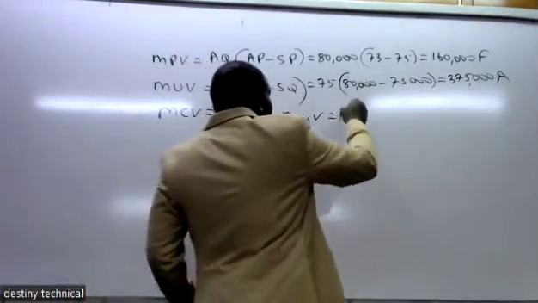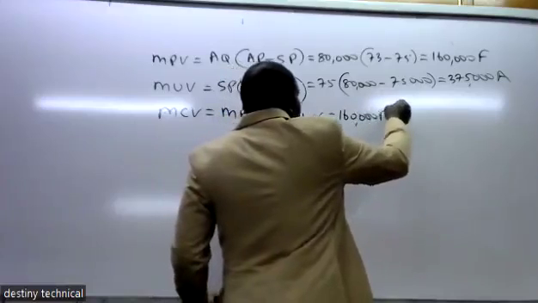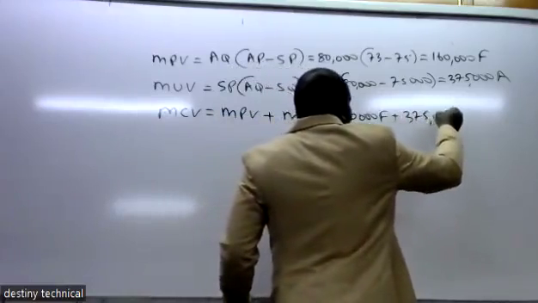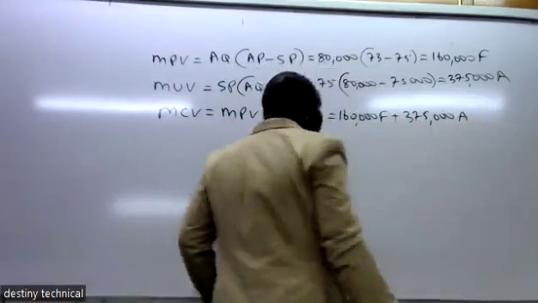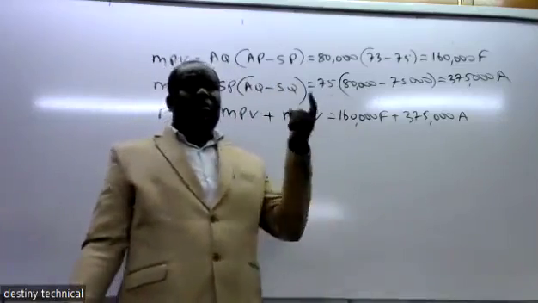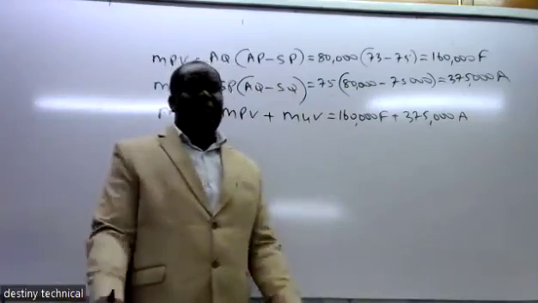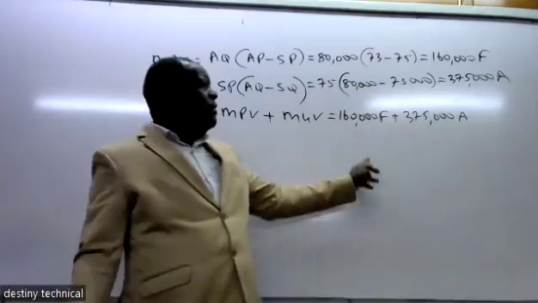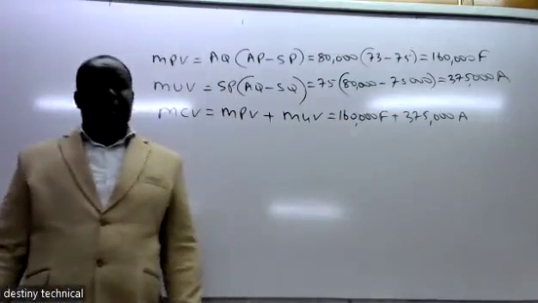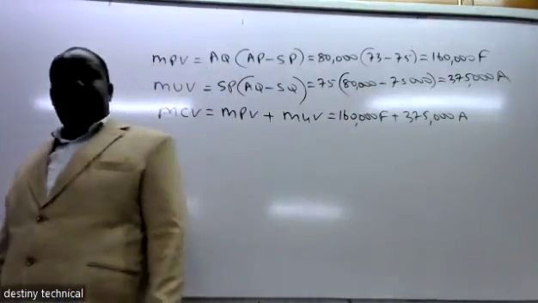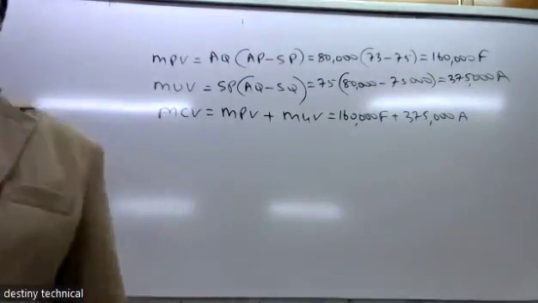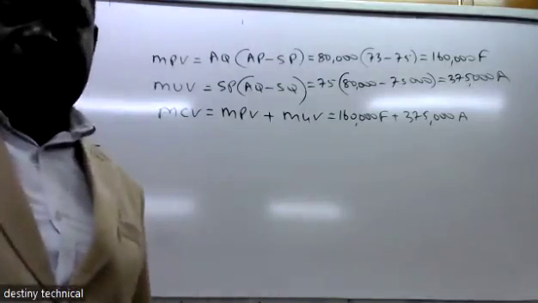That should be 160,000, which is favorable, plus 375,000, which is adverse. When all of them are favorable, you add. Also, when all of them are adverse, you add. But now one is favorable and another is adverse, so you get the difference. When you subtract, what should be the value?